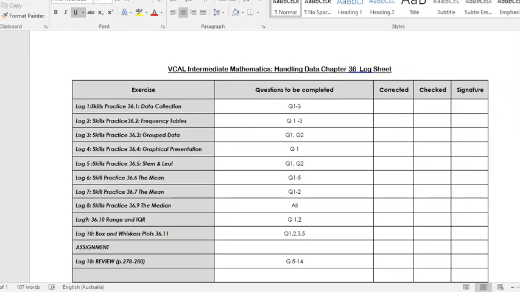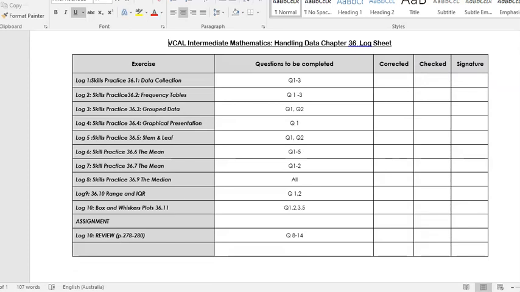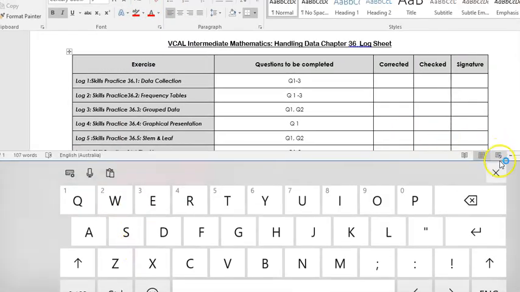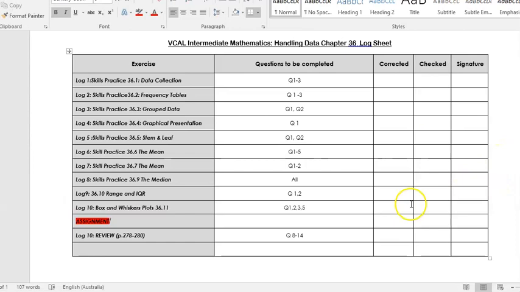Now a little bit of heads up, guys, that with this log sheet, there's going to be one more video, which is box and whisker plots, and then there's an assignment. Now this assignment, I'm just going to flag as red for now. And the reason why is because the assignment, oh, I got a keyboard, yeah, there we go.